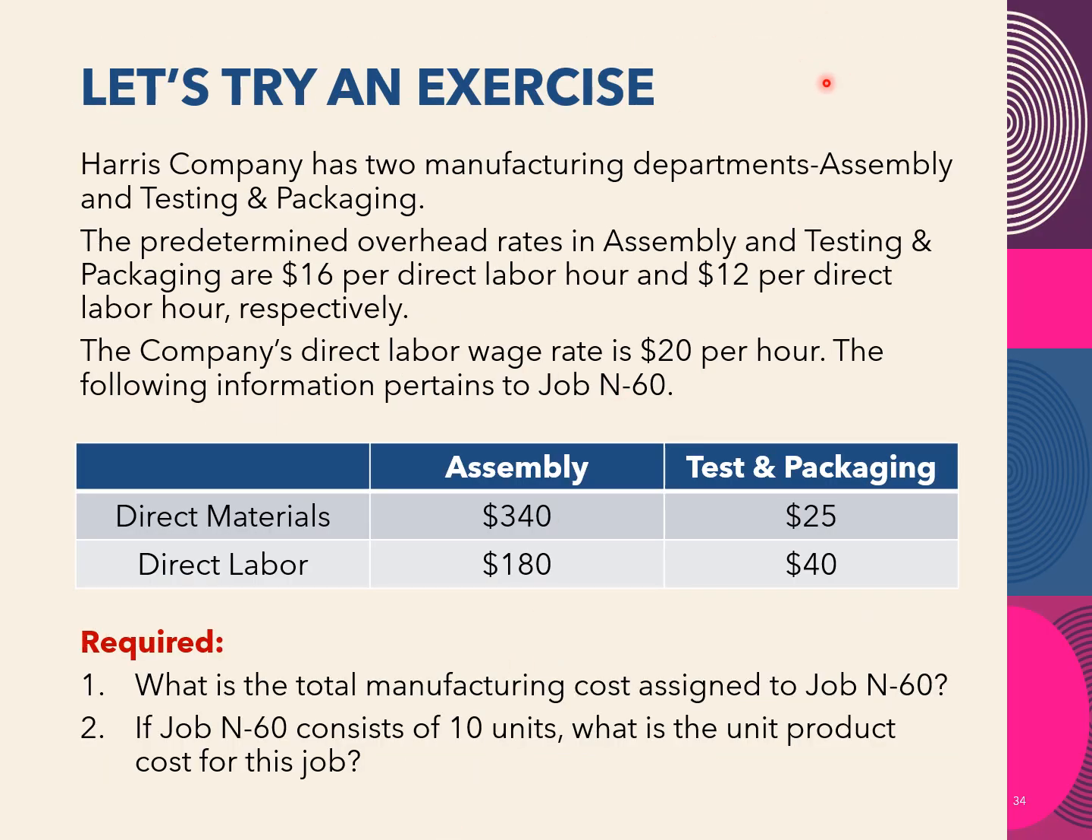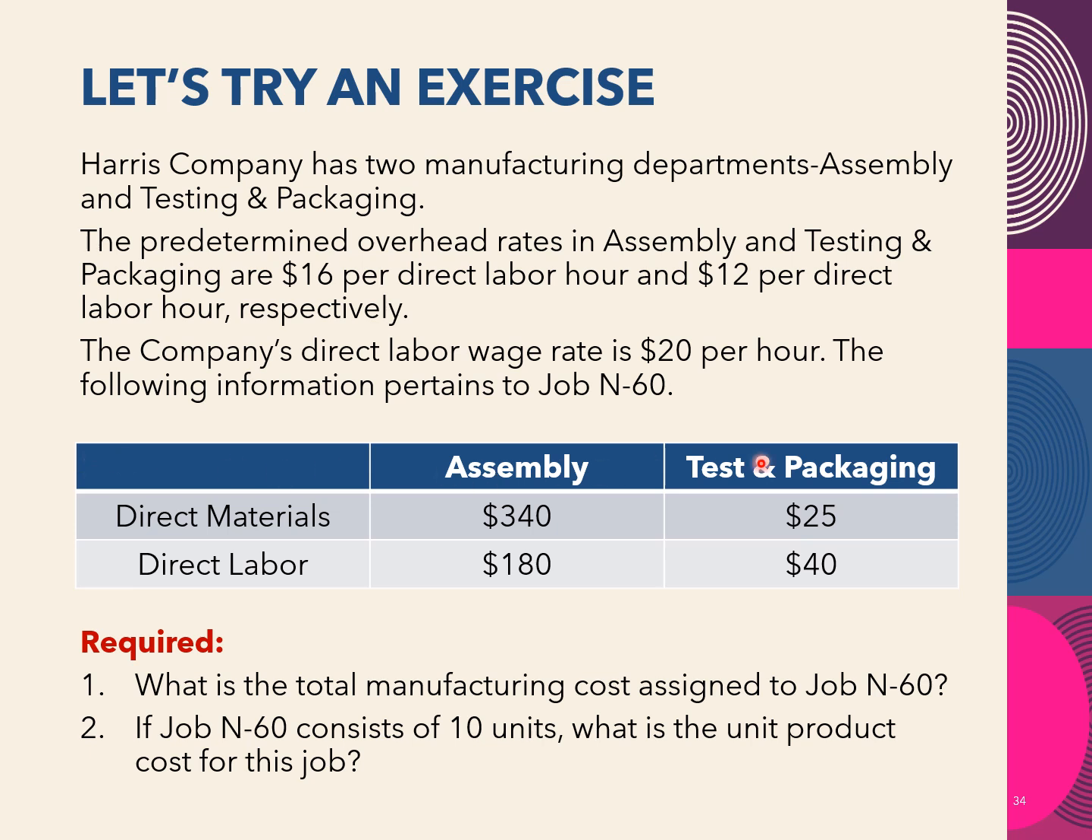Let's try an exercise. Harris Company has two manufacturing departments, assembly and testing and packaging. The predetermined overhead rates in assembly and testing and packaging are $16 per direct labor hour and $12 per direct labor hour respectively. The company's direct labor wage rate is $20 per hour. The following information pertains to Job N60.